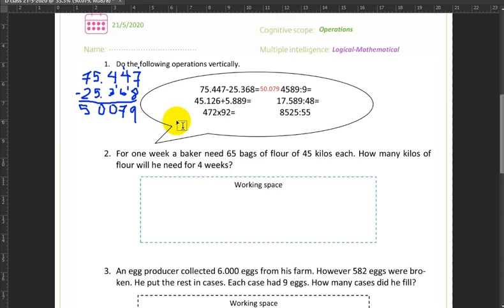And yeah, better. Next, let's do the addition. The additions and the subtractions we could also do horizontally, but we don't need to. There's quite a few digits, so let's avoid mistakes as best as we can. 45,126 plus 5,889.